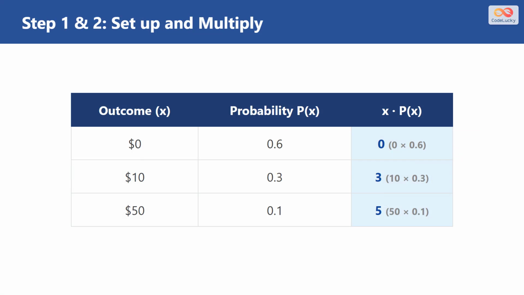We start by setting up our table. In the first column, we have our prizes, 0, 10, and 50. In the second, our probabilities, 0.6, 0.3, and 0.1. Next, we multiply across each row. 0 times 0.6 is 0, 10 times 0.3 is 3, and 50 times 0.1 is 5.